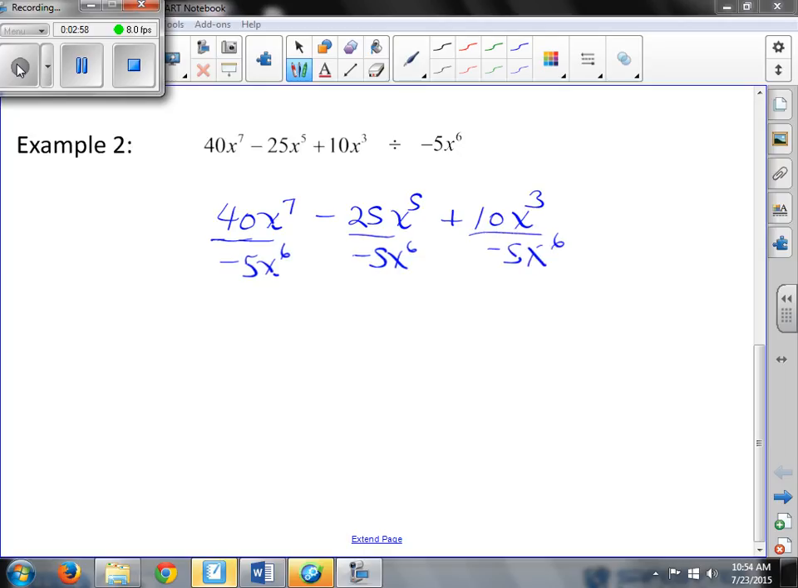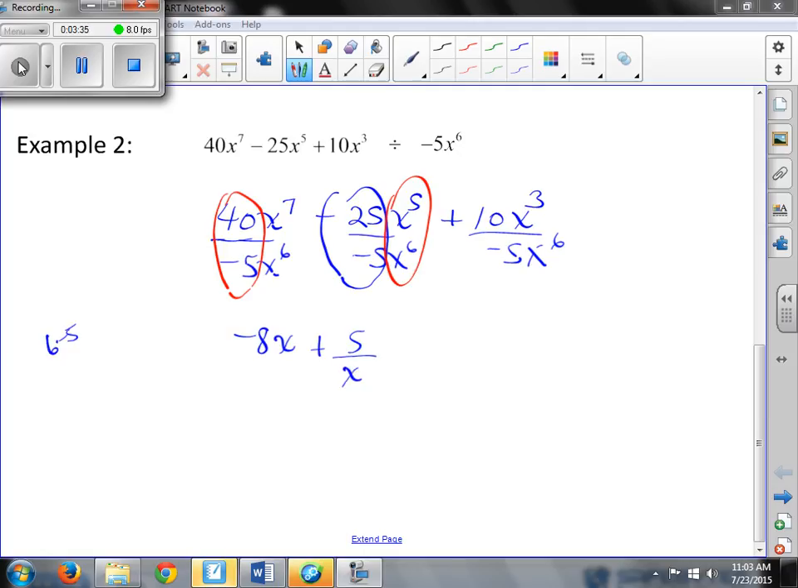Okay, so we'll start off, 40 divided by negative 5 would be negative 8. And x to the 7th divided by x to the 6th would be x to the 1st. Remember, we subtract the exponents when we divide. So we have negative 25 divided by negative 5 would be positive 5. This one is bottom heavy. There's more x's in the denominator than there are in the numerator. There's one more in the denominator, so when we subtract the exponents, 6 minus 5 would be 1. 1x left in the denominator.